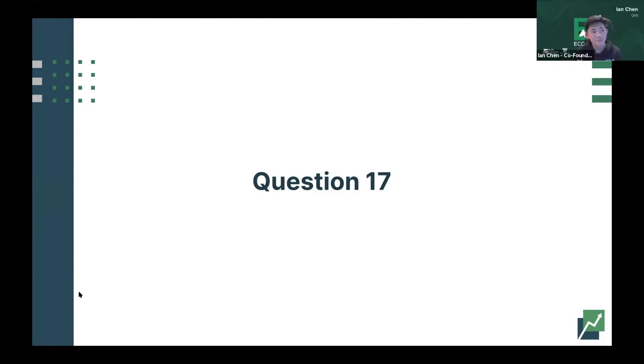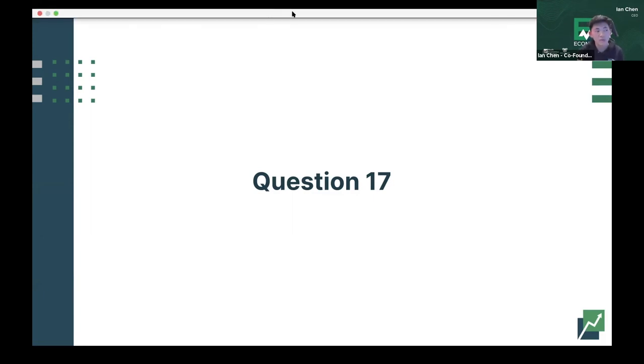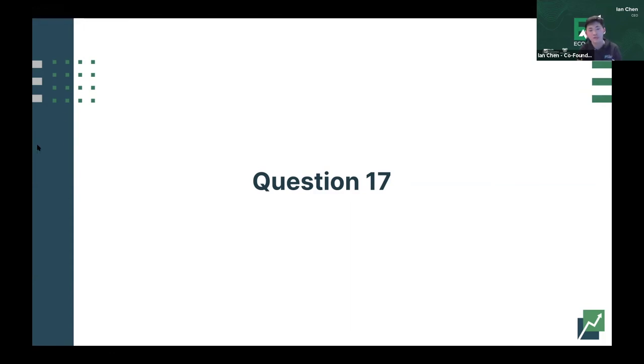Question 17. If the marginal product of labor for 10 units of labor is 50, and the marginal product of capital for 20 units of capital is 25, what is the marginal rate of technical substitution at 10 units of labor and 20 units of capital?